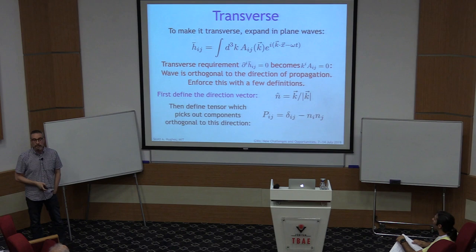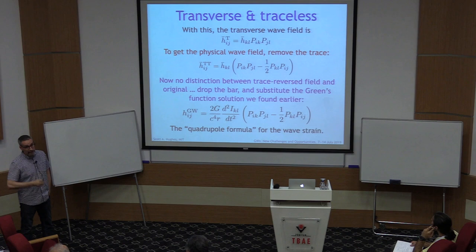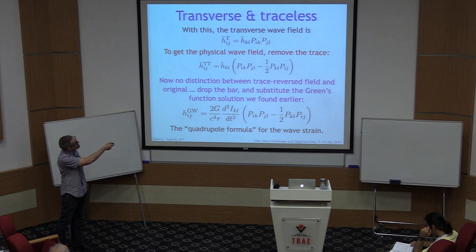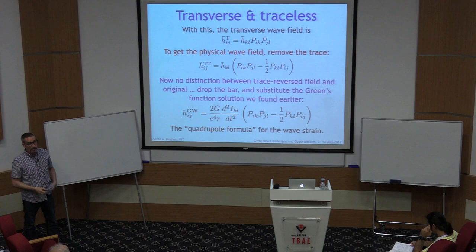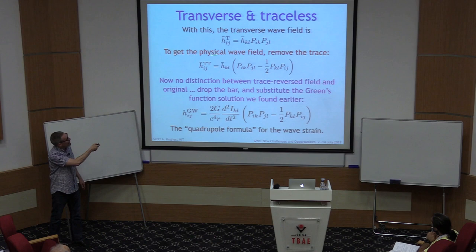Once I've done that, I've now defined a transverse wave field. And I remind you that the actual physical wave is not only transverse, so I've projected it twice because I need to pick out both of my indices. I then need to remove the trace. With just a little bit of algebra, I take the trace of this guy, and that ends up pulling off a factor that looks like this right here. Ta-da! This is now an object that is transverse and traceless.